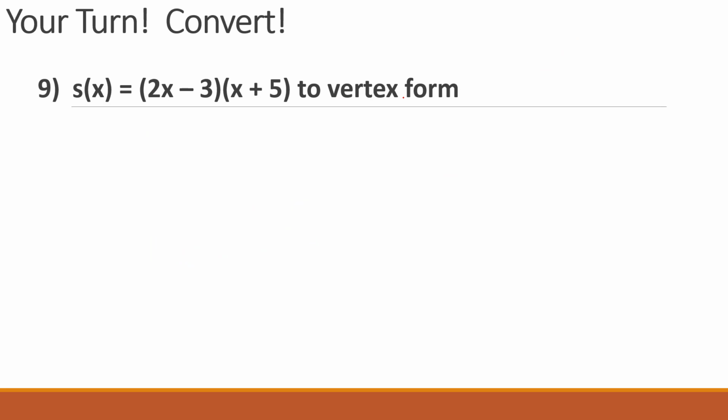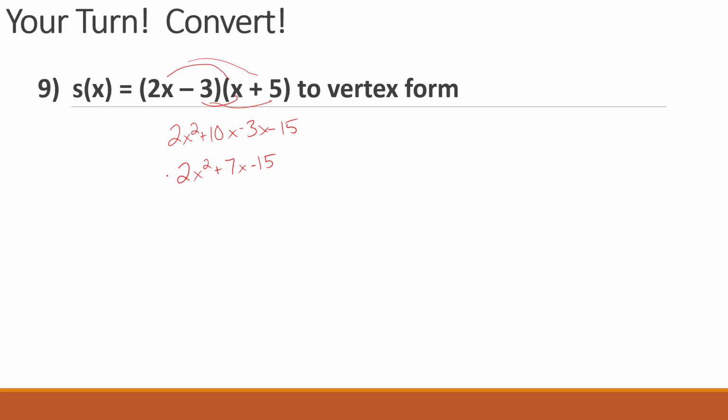All right, let's go to vertex form. In order to go to vertex form, we first need to have our standard form. So let's FOIL: 2x squared plus 10x minus 3x minus 15 gives me 2x squared plus 7x minus 15.